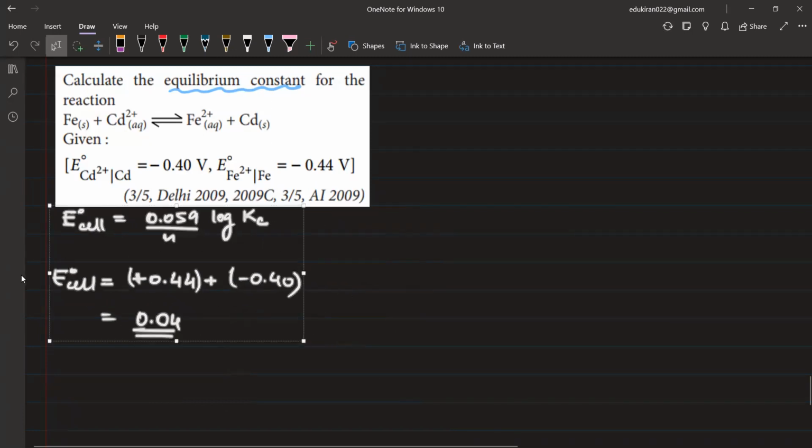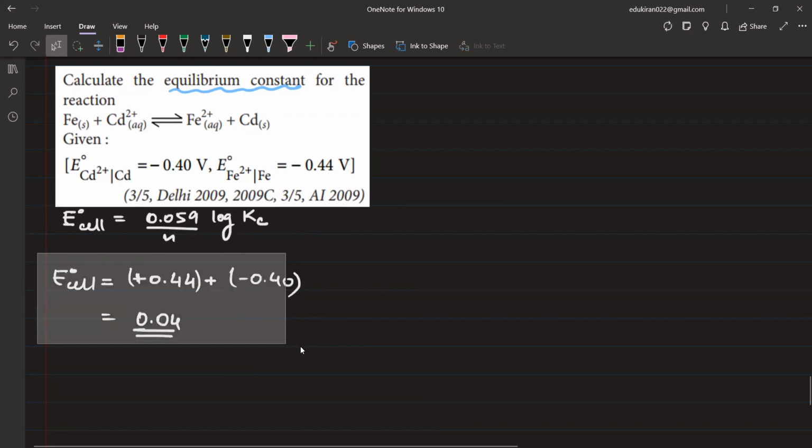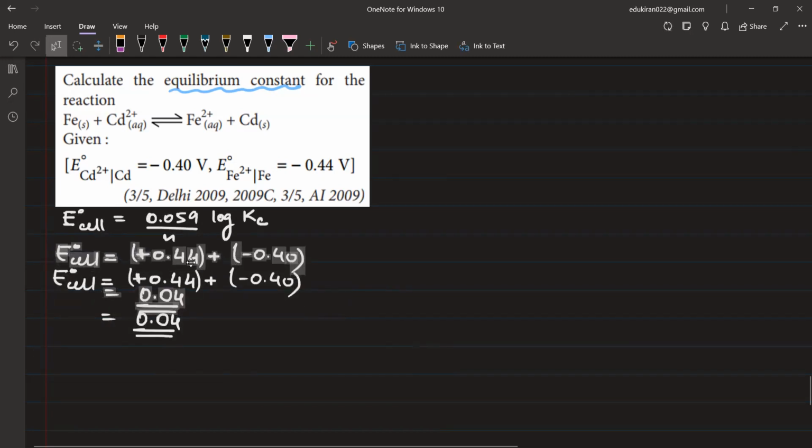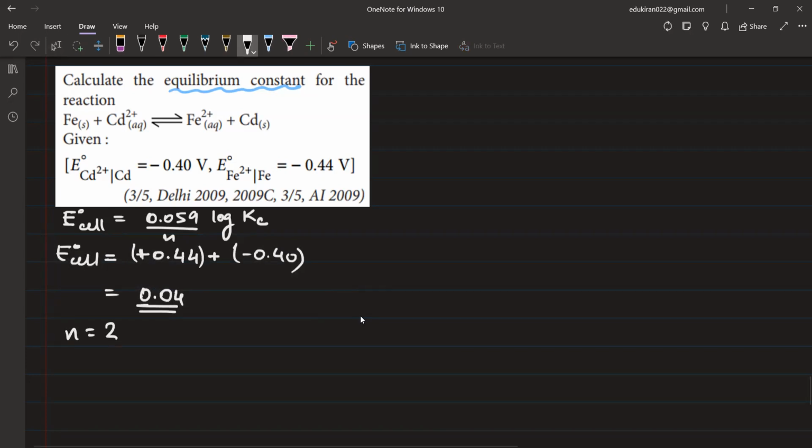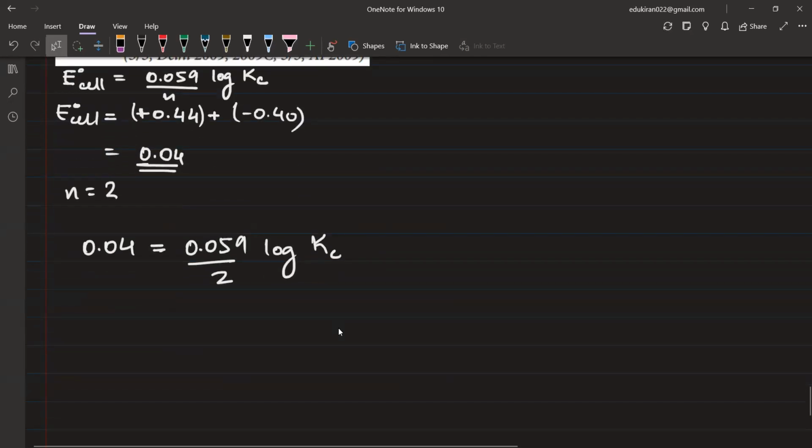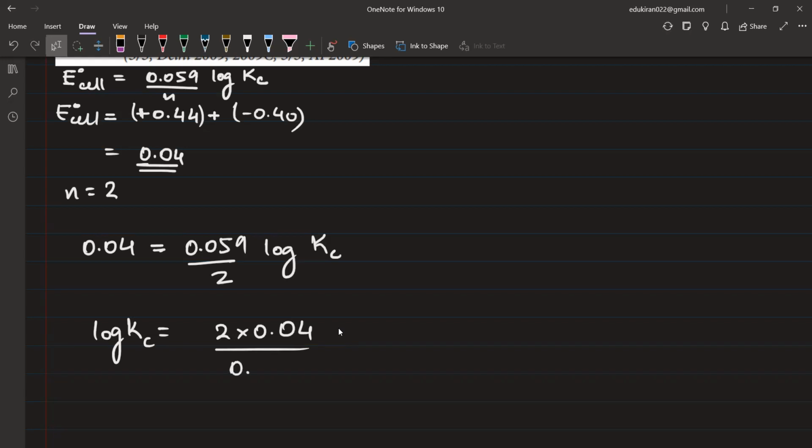Next thing is that we are going to put E naught cell into that equation. Okay. So we can also write n is equal to 2 in this particular reaction, and E naught cell, that is 0.04, will be equal to 0.059 upon 2 and log of Kc. Okay. Now what we can write, log Kc is equal to 2 into 0.04 divided by 0.059.